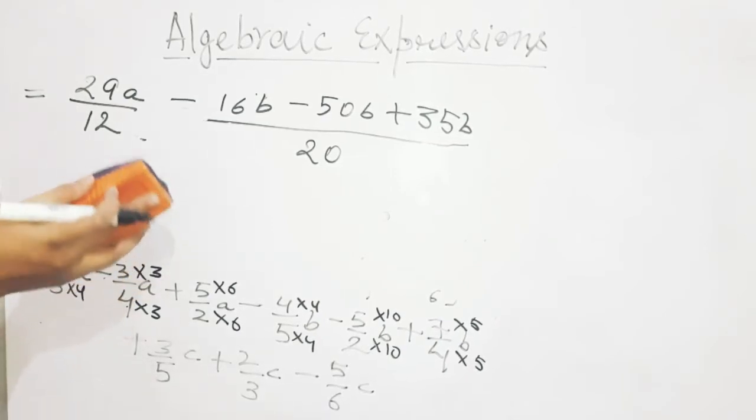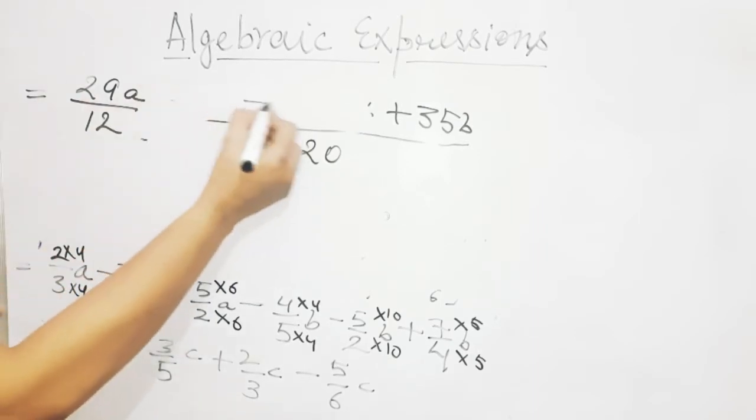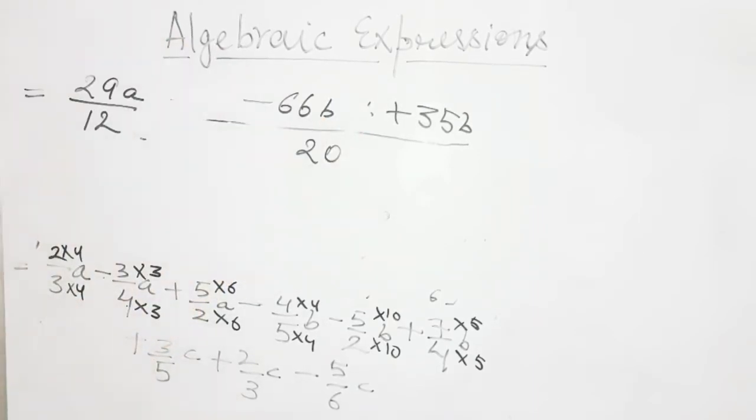What is your answer? That is minus 66. Let me write it for you. So now please tell me, minus 66b plus 35b, what is the answer? If you know the answer, please pause the video and reply to me in the comment section. Very good. Plus minus minus and sign of the greatest number.